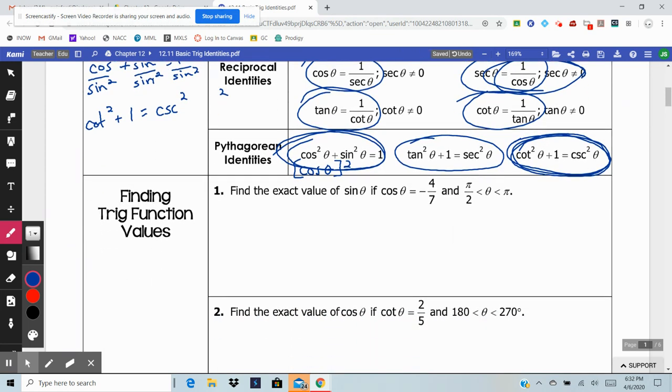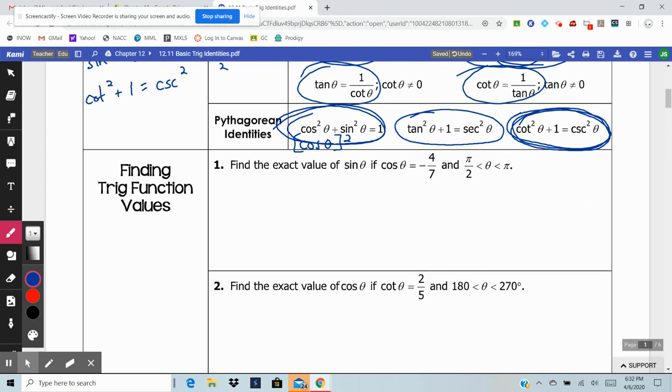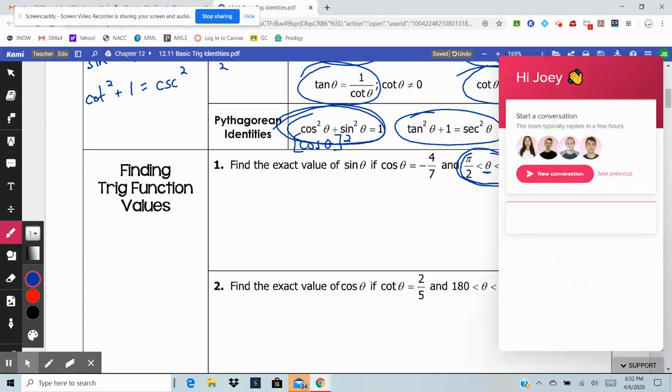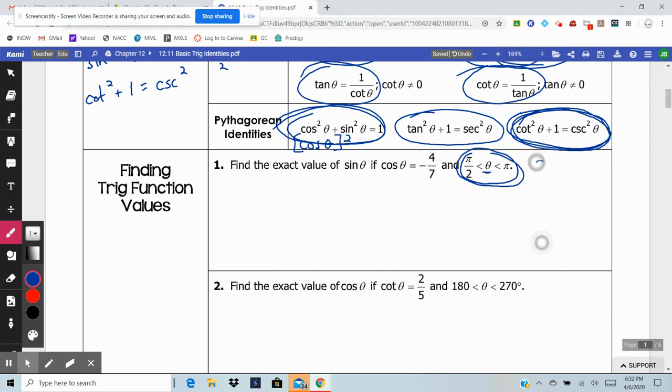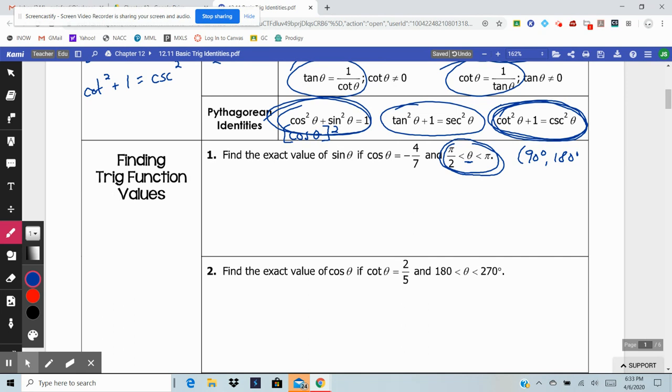Now, here's how we're going to use these identities. Notice it says find the exact value of the sine if cosine is negative 4/7. And then they tell you what quadrant you're in. They say that this angle theta is between, reminder that pi over 2 is 180 divided by 2, we're between 90 degrees and 180 degrees. Your angle is somewhere between 90 degrees and 180 degrees. That means that you are in quadrant 2.